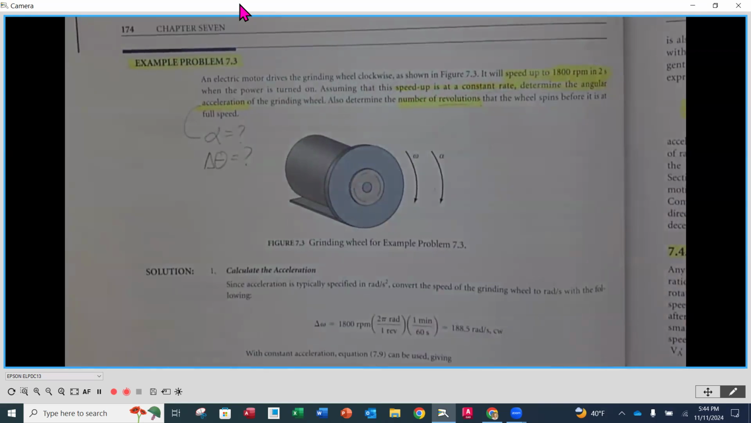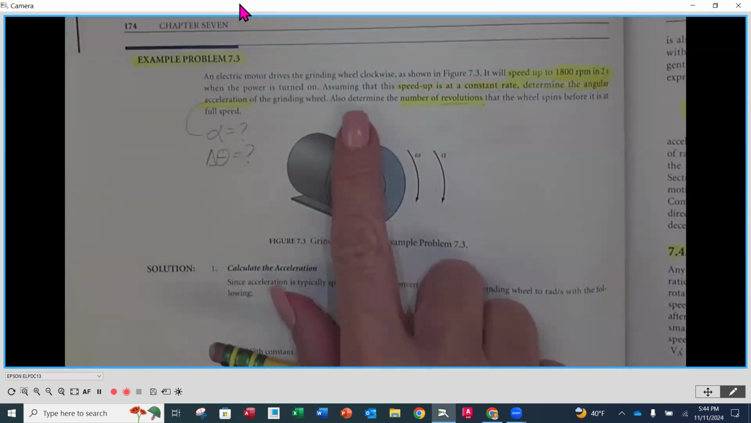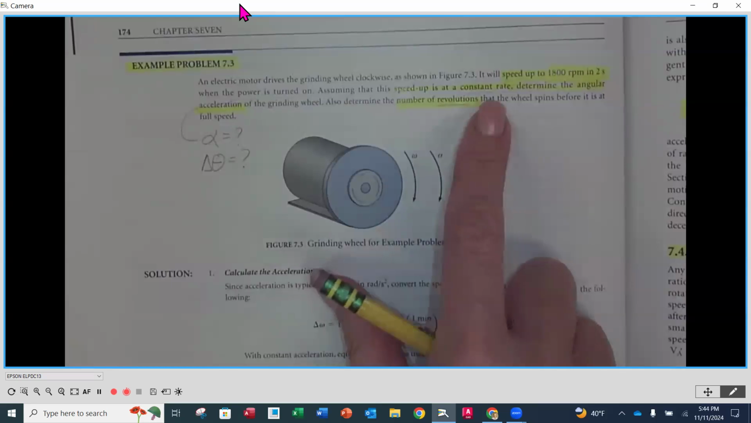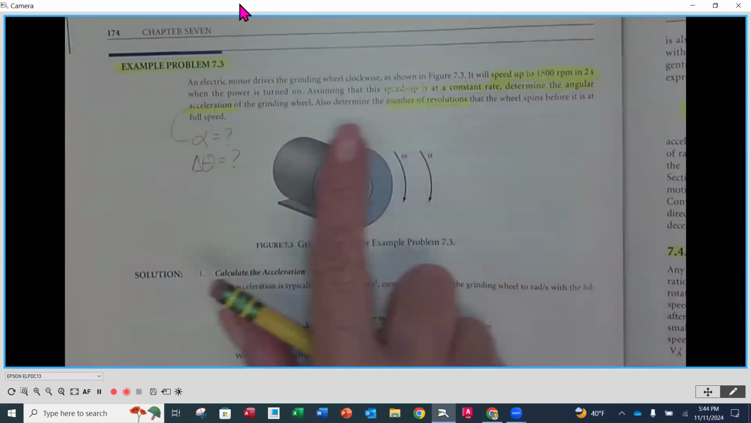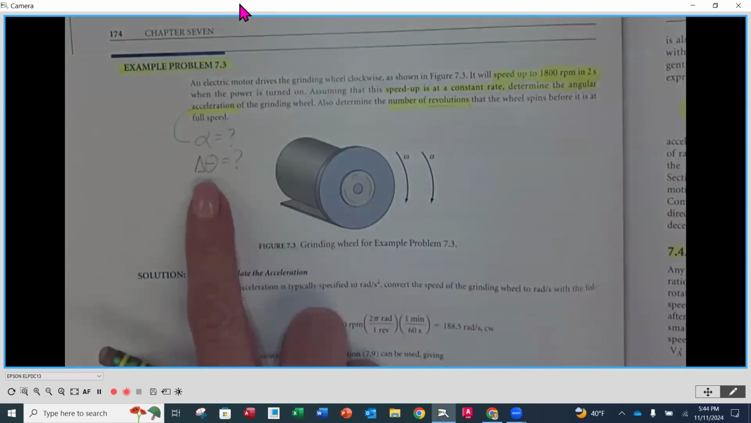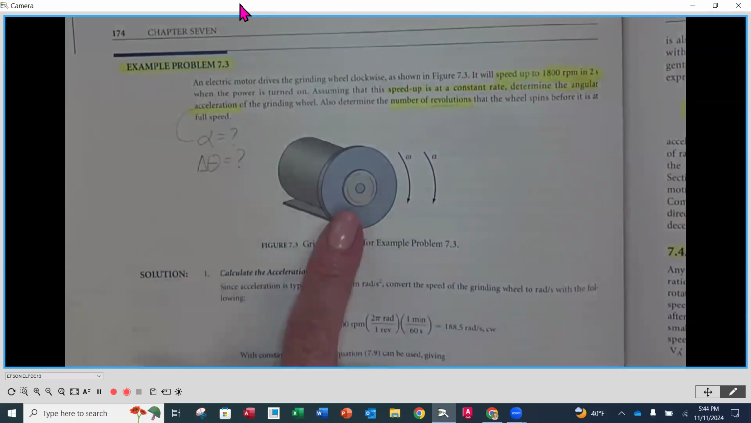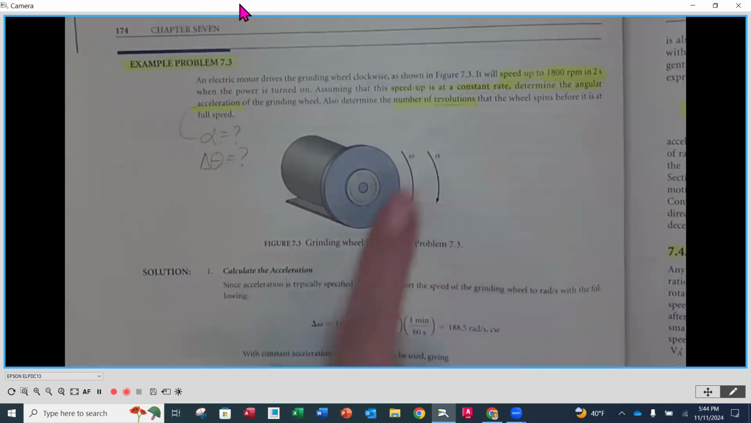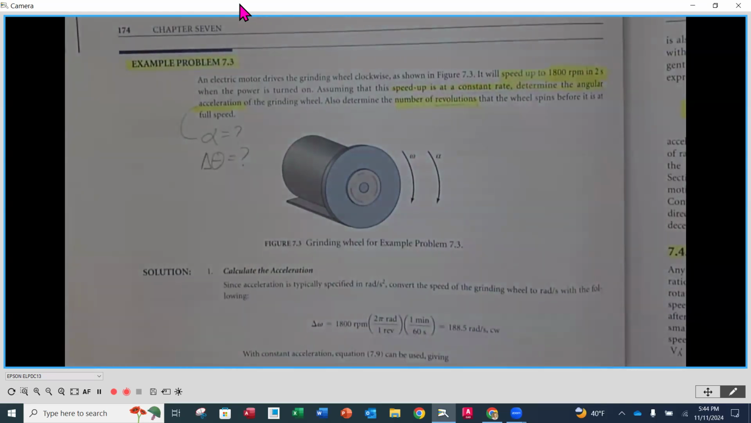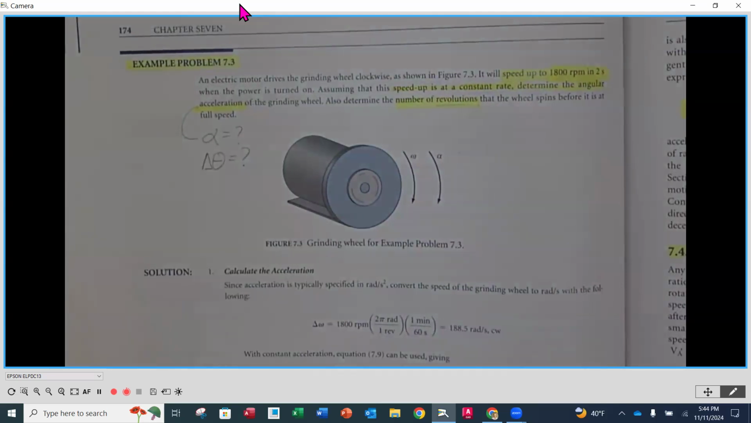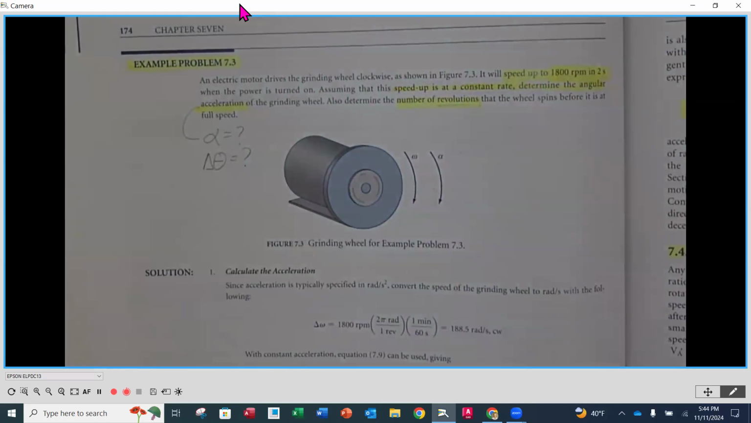So when the power is turned on, assume that it's speeding up at a constant rate. Determine the angular acceleration, which is going to be alpha. We're going to be calculating alpha of that grinding wheel, but also determine the number of revolutions that wheel spins before it gets up to full speed. So how many full revolutions is it going to take to get to 1800 RPM in that 2 seconds?